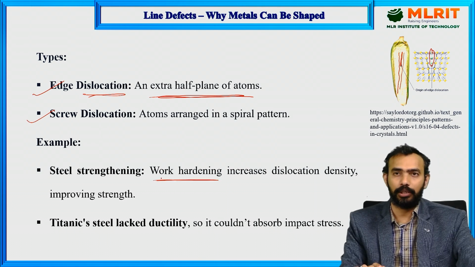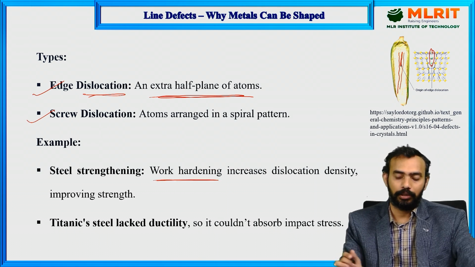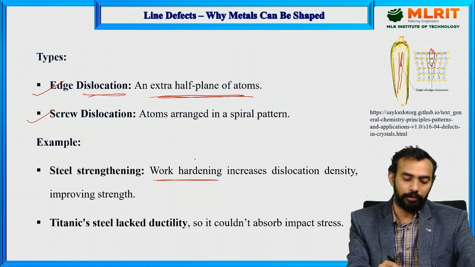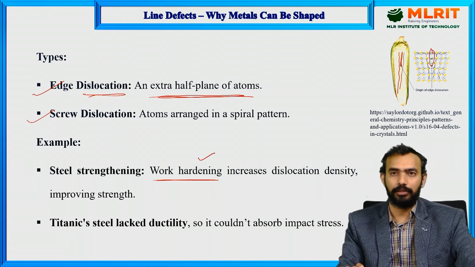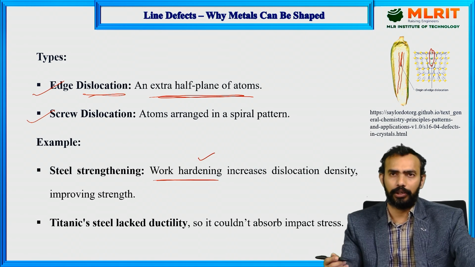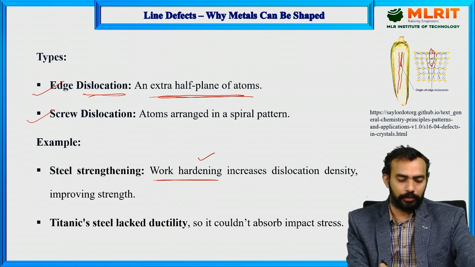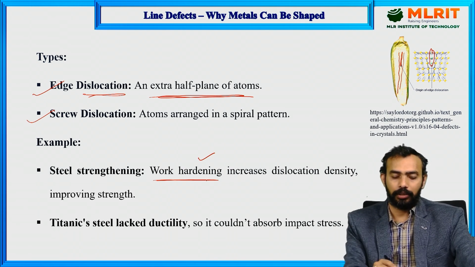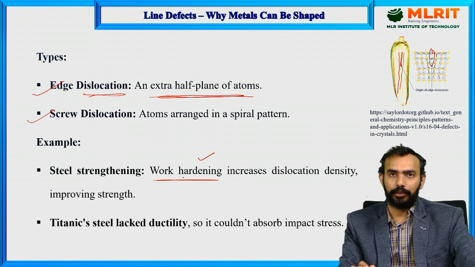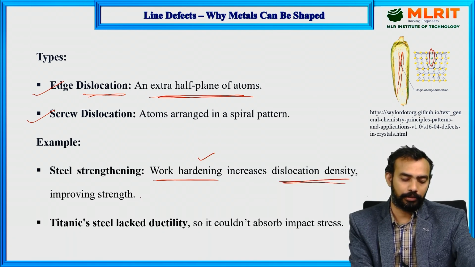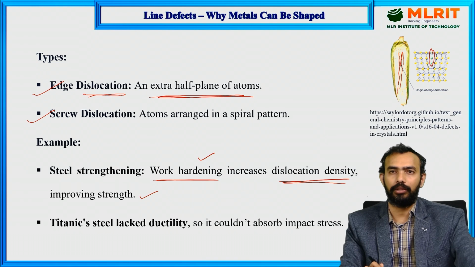One of the strengthening mechanisms that helps in regulating this dislocation density or improving the strength could be the work hardening technique. This is a cold working process. We will look at it in our upcoming classes. What are the strengthening mechanisms? Steels will be strengthened basically from the work hardening technique, which increases the dislocation density, and in turn it improves the strength of the material.